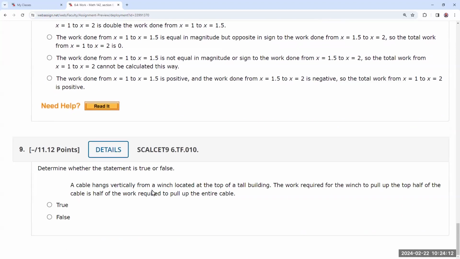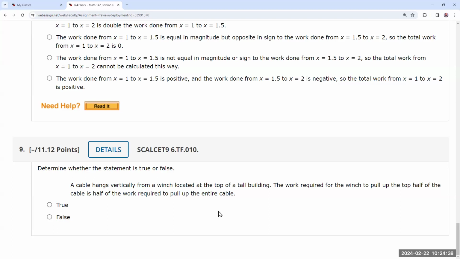Next, a cable hangs vertically from a winch located at the top of the building. The claim is that the work required for the winch to pull up the top half of the cable is half of the work required to pull up the entire cable. Physically imagine that, and that is definitely false. The first half of the cable is way harder to lift because you're lifting the entire mass of the cable initially, and like 75% of the mass eventually, and then half of the mass. The last bit of the cable is very simple because at most you're only lifting half of the mass.